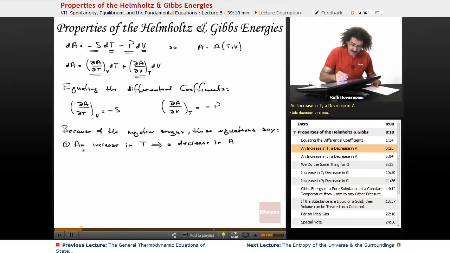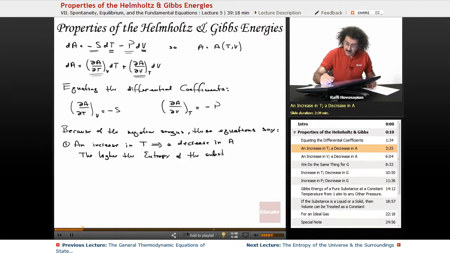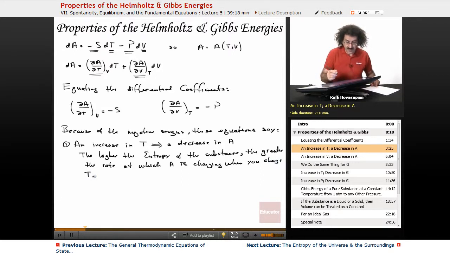The higher the entropy, in other words, if S itself is a bigger number, the higher the entropy of the substance, the greater the rate at which A is changing when you change T. That's it.